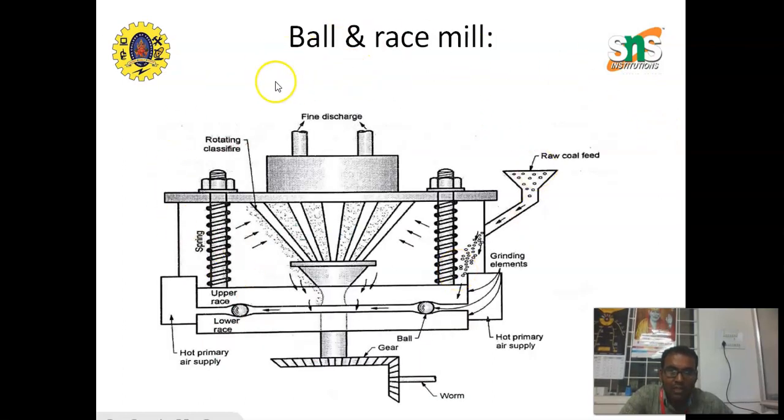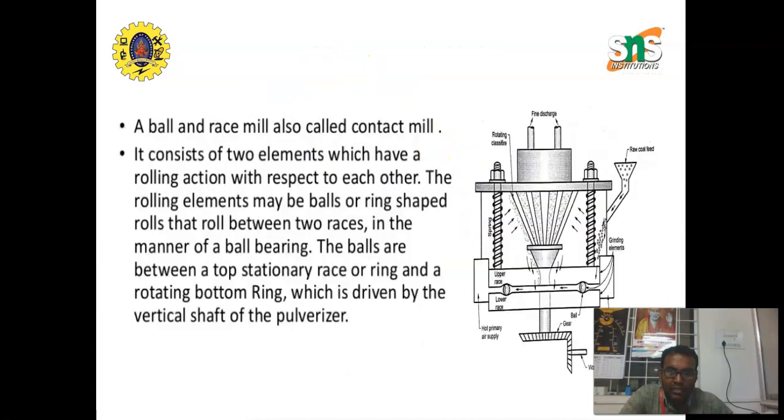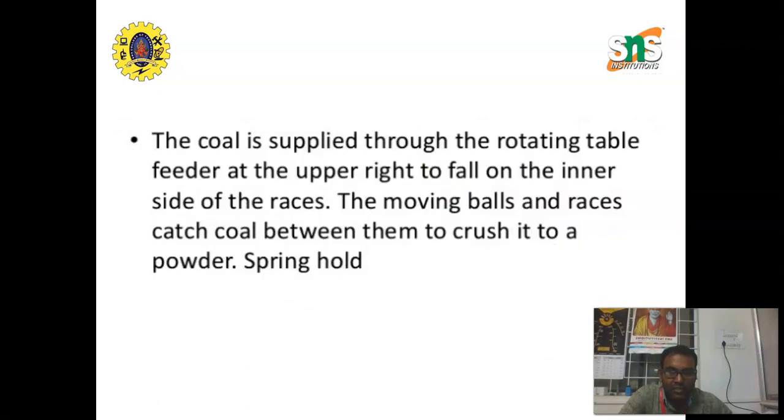This is the 2D diagram of the ball and race mill, also called the contact mill. It consists mainly of two elements which have a rolling action with respect to each other. The rolling elements may be balls or ring-shaped rolls that roll between two races in the manner of a ball bearing. The balls are between a top stationary race or ring and a rotating bottom ring, which is driven by the vertical shaft of the pulverizer.